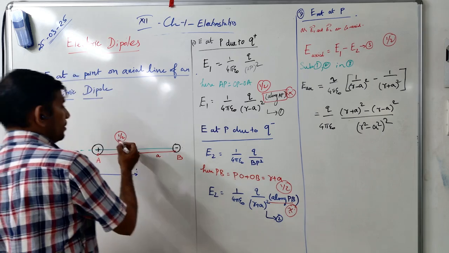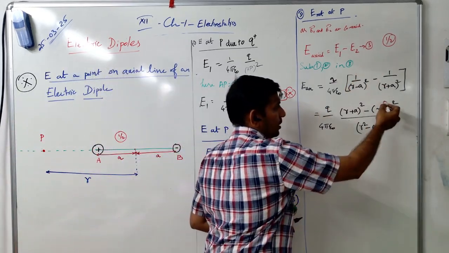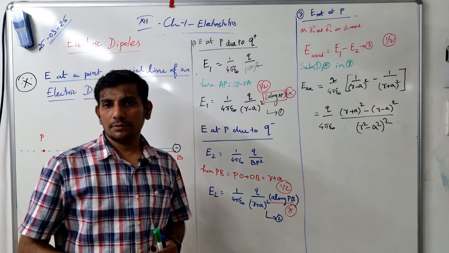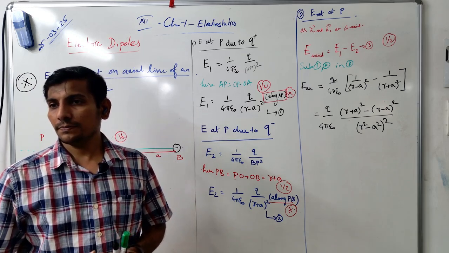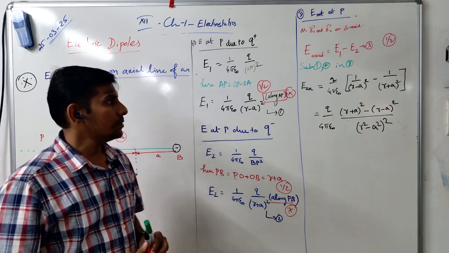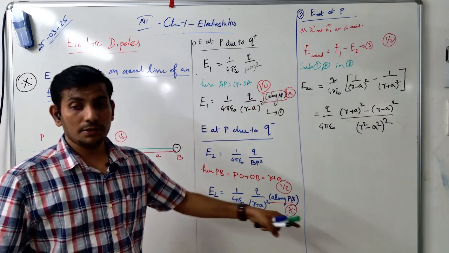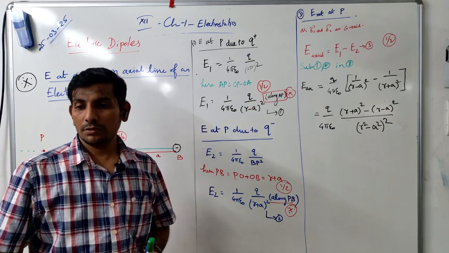So how much is it? Half, 1, 1.5, 2, 2.5, final answer. So totally 3 marks. These are the key terms. So these key points must be present in your answer as per the board exam evaluation.